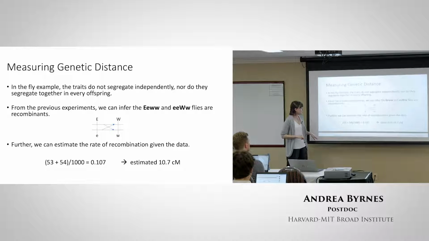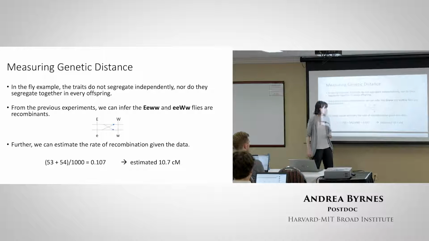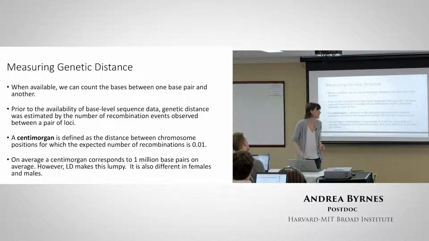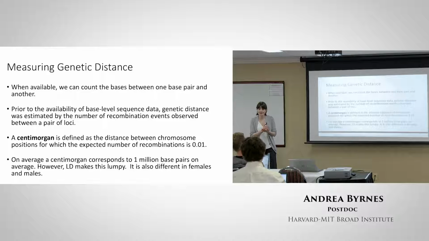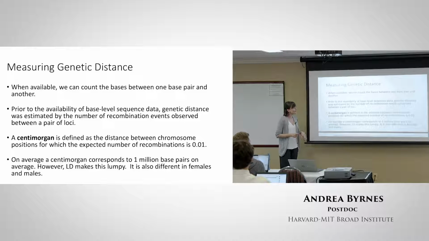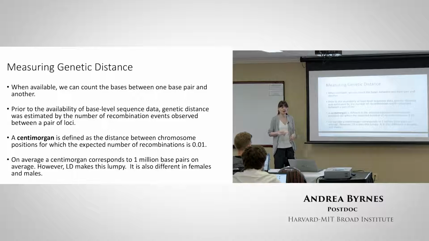So we could say out of 1,000 flies, how many recombinations did I see? I'd say, okay, I saw this rate of recombination. And this actually is how we end up defining the distance measure centimorgan. There's a whole history about why it's called centimorgan that I'm not going to get into right now. So if the technology were available, we could just count the bases between one allele and another. 1, 2, 3, 4, until we get there. But prior to the availability of base level sequence data, genetic distance was measured in recombination. So if you cross things, how many recombinations do you see?